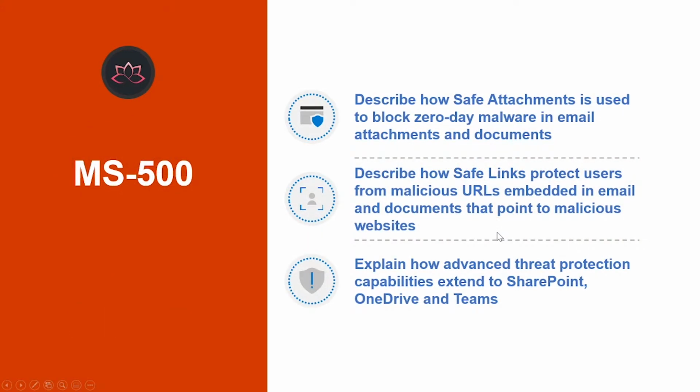After this lesson, you should be able to describe how safe attachments is used to block zero-day malware in email attachments and documents, describe how Safe Links protects users from malicious URLs embedded in email and documents that point to malicious websites, and explain how advanced threat protection capabilities extend to SharePoint, OneDrive, and Teams. So without wasting any more time, let's get into it.